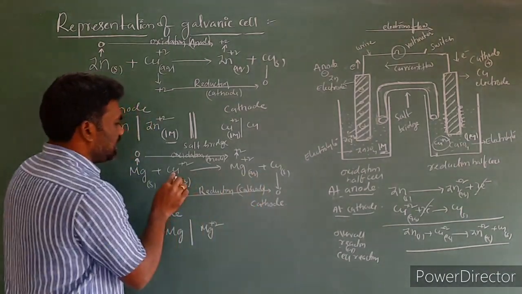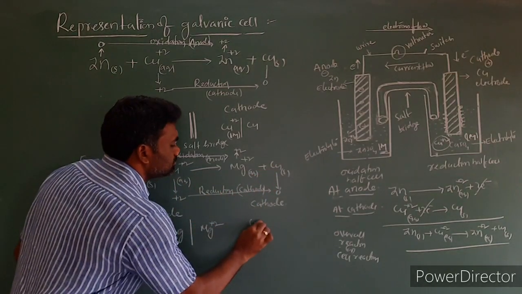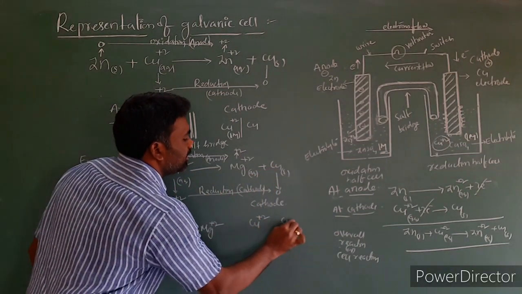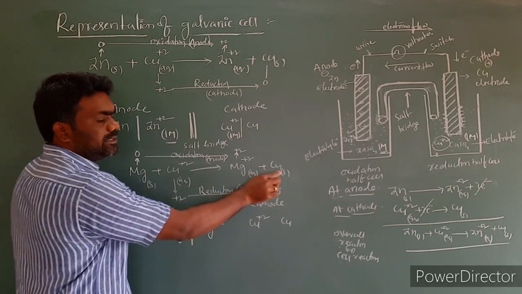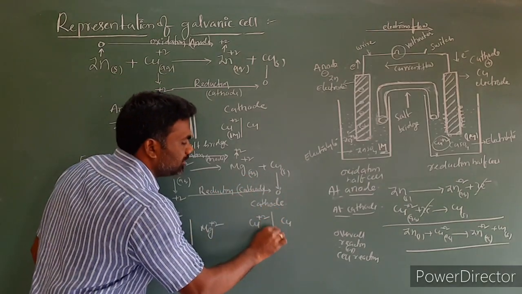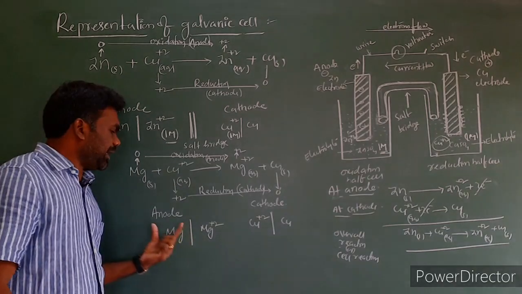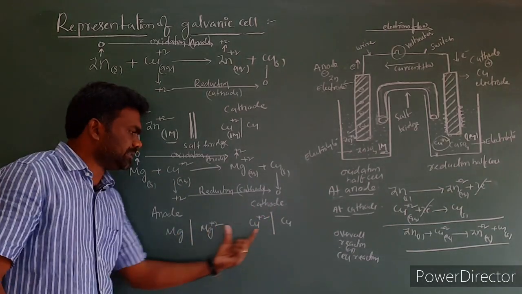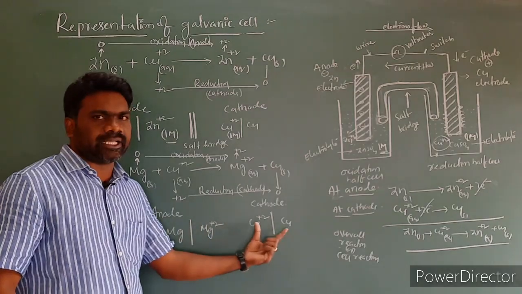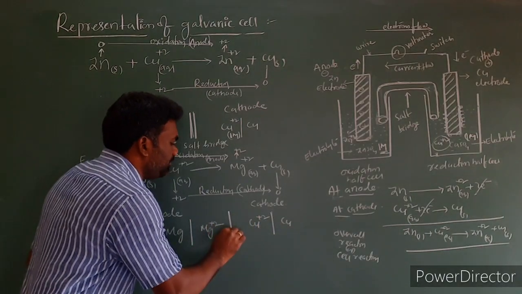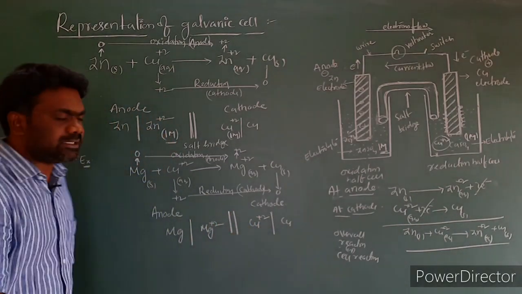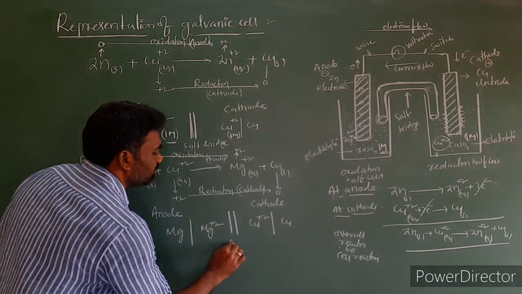Then Cu2+ converting into Cu. This is the electrolyte, this is the electrode. Between electrolyte and electrode, we have to keep one vertical line. This is the anode, this is the cathode, this is one half cell, this is another half cell. These two half cells are connected by a salt bridge. We have to keep a double vertical line. This double vertical line indicates the salt bridge.